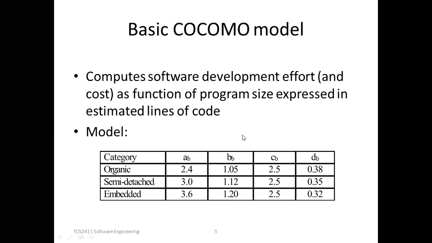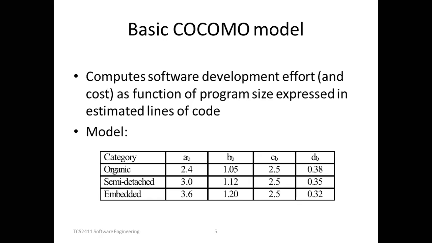And if we want to find the development time, the formula for development time is given on the PPT here. Development time is c_b times E raised to the power d_b. आपने यहाँ से E calculate किया, you have calculated the E. So in the case of organic, it will be 2.5 E raised to 0.38. This is for the organic project. This will be the effort, and this will be the duration.